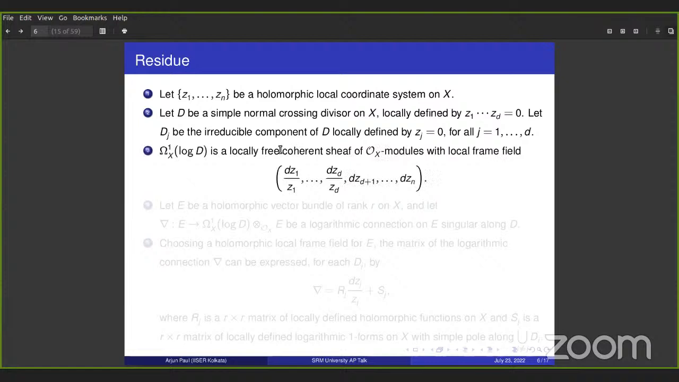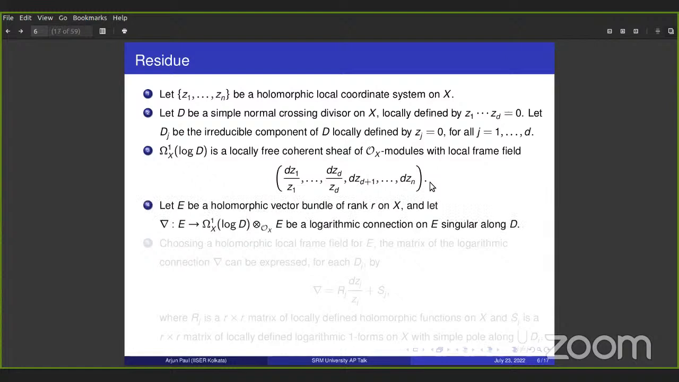Okay. And let Omega^1_X(log D) be the locally free coherent sheaf. This logarithmic cotangent bundle is basically a locally free coherent sheaf of O_X-modules, and its local frame field is given by dz1/z1, ..., dzd/zd, dz_{d+1}, and so on, dzn. Okay, so these are locally defined sections which generate this vector bundle.